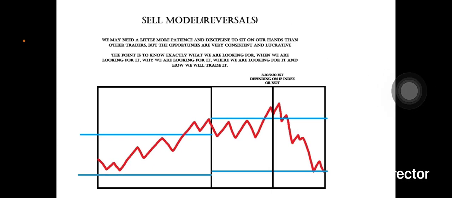When are we looking for it? In a session timing window. Why are we looking for it? Because we have higher time frame traders trapped on the wrong side of the market. This is why we are looking for these things to happen at these certain times. Where are we looking for it? The levels, the previous day's high, or a different high, like the current day's high or the most recent high on the current day.